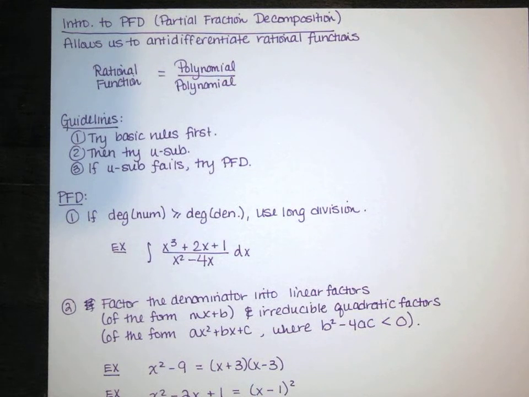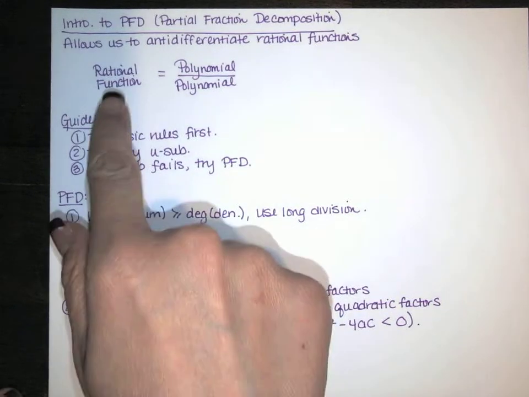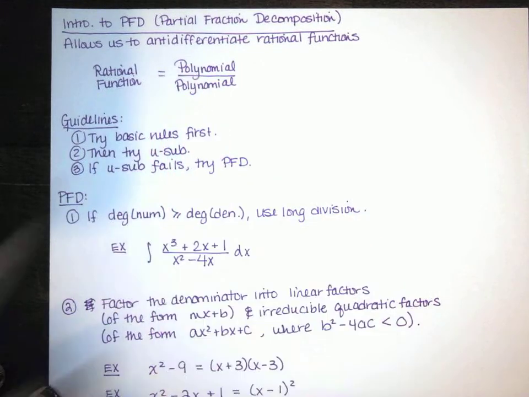Hi guys, this video is an introduction to partial fraction decomposition. I'm going to call it PFD occasionally. It's going to allow us to antidifferentiate rational functions. It's really an algebraic method. It's basically going to allow us to take a rational function, which is a polynomial divided by a polynomial, and write it as a sum of what are called partial fractions.